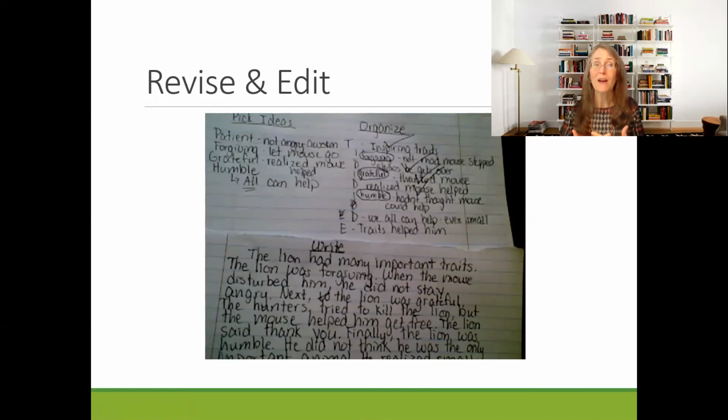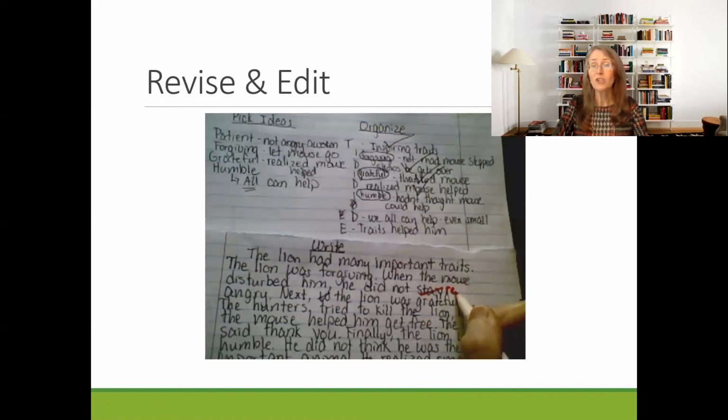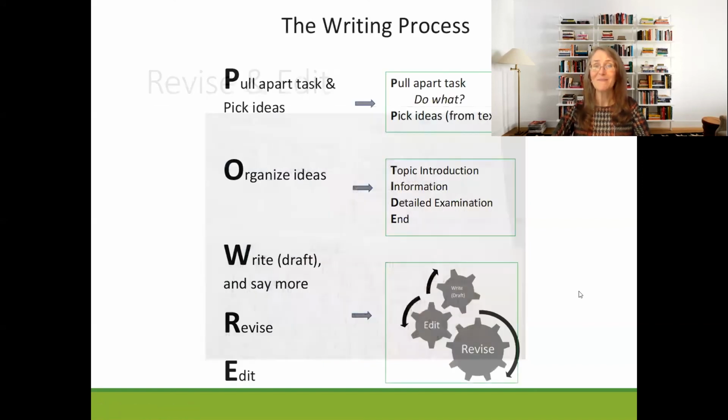Now, after you have written your piece, you picked your ideas, pulled apart the prompt, then you organize, then you write. The last step is to revise. And revision is where you might go in and make some word changes to bring in some stronger language, change stay to remain. Then you might even add a detail. The mouse helped the lion get free by gnawing through the rope. And then finally, you'll look to see, are there any missing periods or capitals and punctuation? So in this case, we needed some punctuation. And that is your revise and edit.